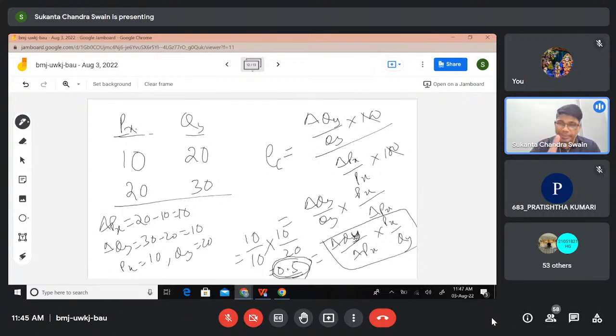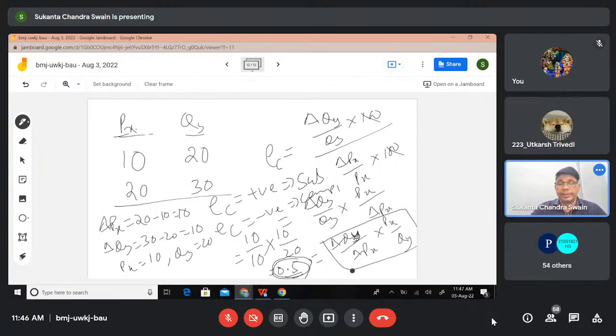So the conclusion is, if EC is positive, the two commodities are substitutes. And if EC comes negative, they are complementary. If EC is negative, it is complementary. Is it clear? Yes, sir.